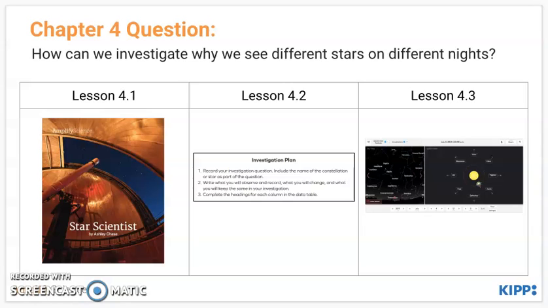In Lesson 4.2, students begin to draft, share, and revise their own systematic investigations that they will execute in the following lesson. Finally, in Lesson 4.3, students will use the sim to complete their investigations. They will gather data and then have an opportunity to share and revise their plans.